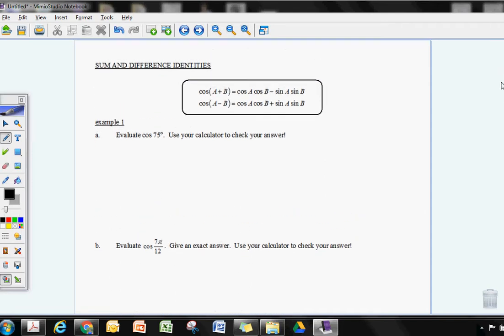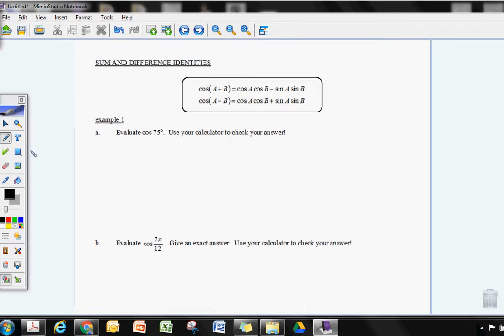Here is what we need to talk about today, and these are called our sum and difference identities. You need to memorize these. So I would definitely put them on your gold sheet right now. So take a second, pause the video, put them on your gold sheet. Okay, so now that you got these on your gold sheet, what are you going to do?